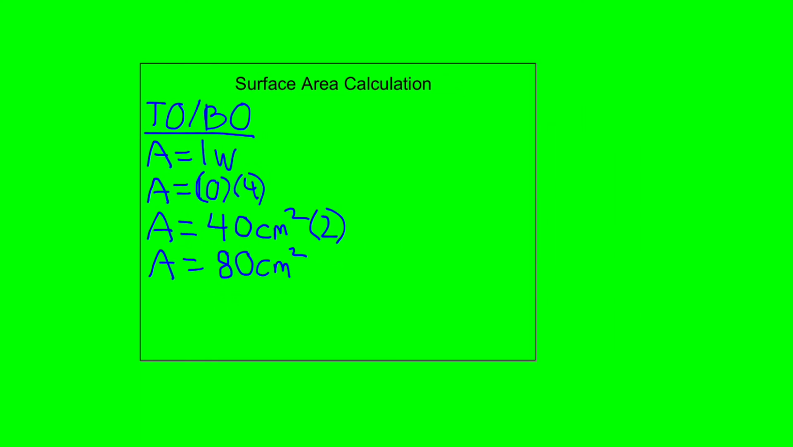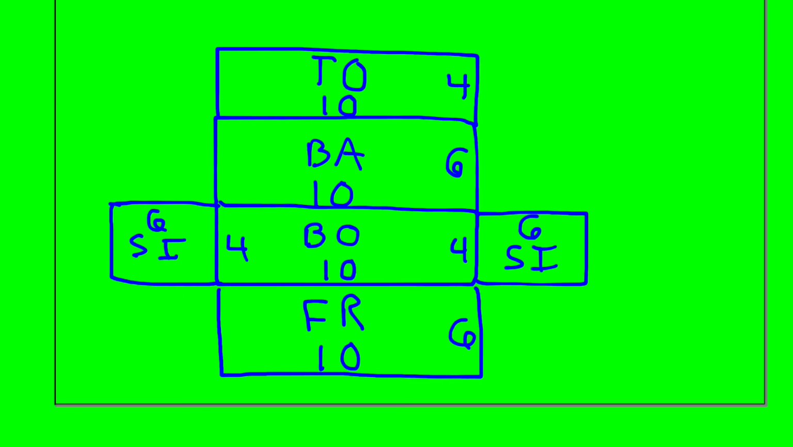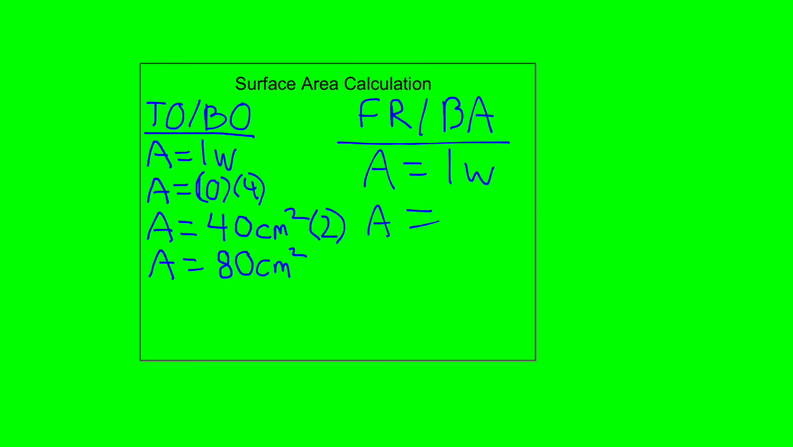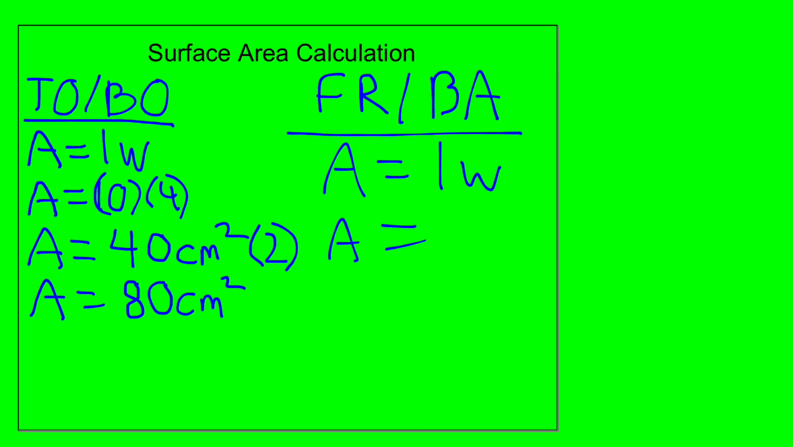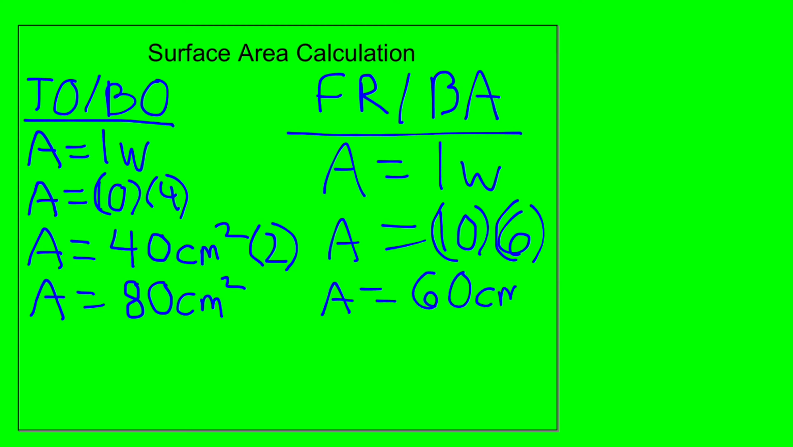Now, let's do our front and back. I'll put FR, BA. We still start with our math equation. Area equals length times width. Now if we're talking about the front and the back, they have dimensions of 10 by 6. So to calculate the area of one of those rectangles, you do 10 times 6. Area equals 60 centimeters squared.